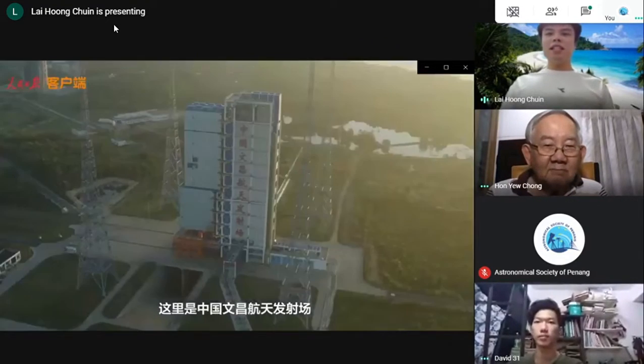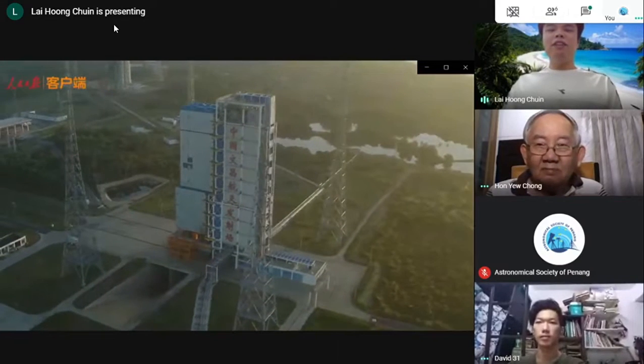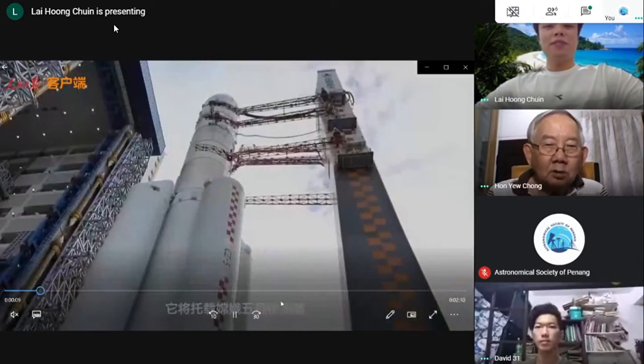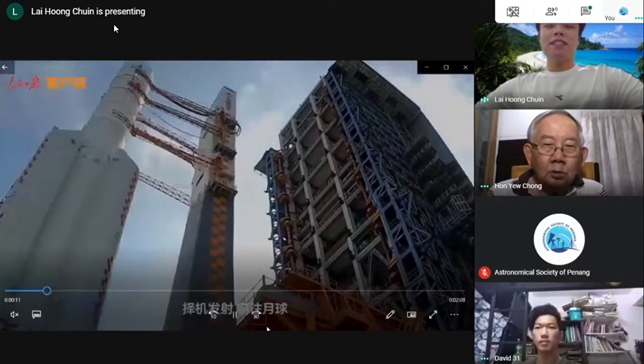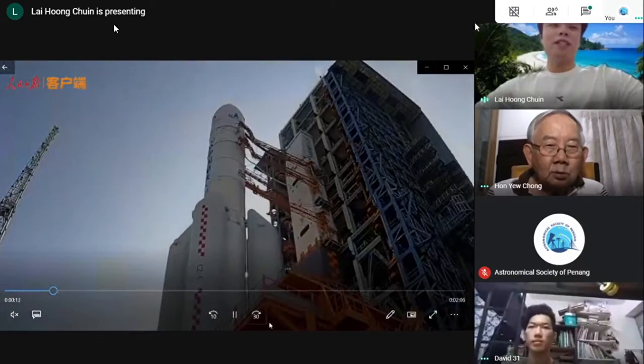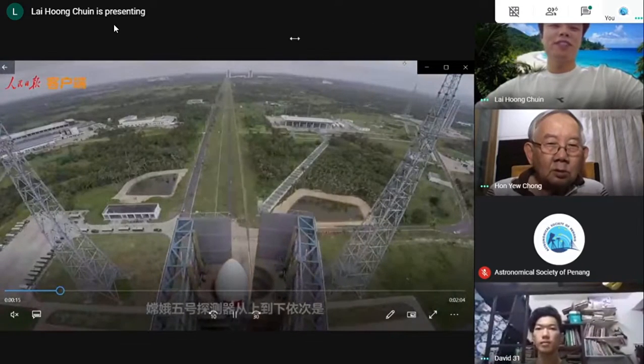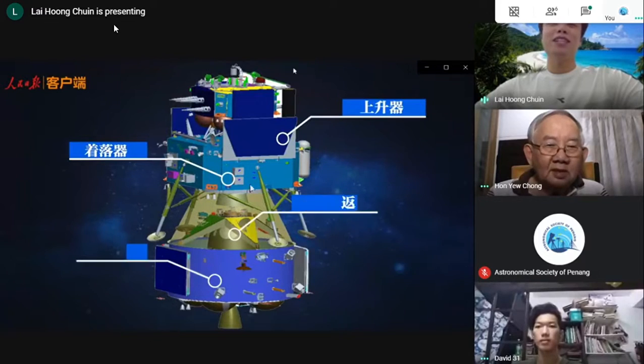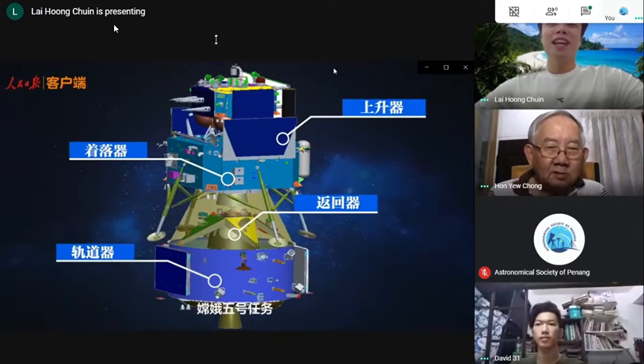So this is actually an aerial view of this Hainan Wenchang Launch Center. Okay, so it's bringing this Long March 5. This is a special site built for the Long March 5 rocket to be launched. And as we know, we don't have any other place that can launch this huge rocket.